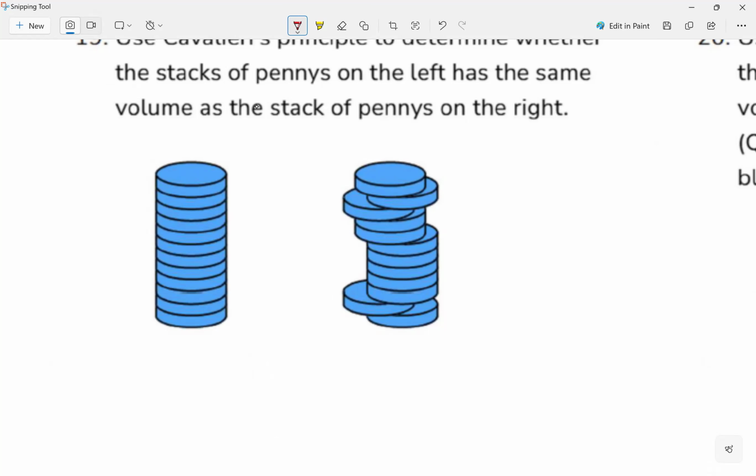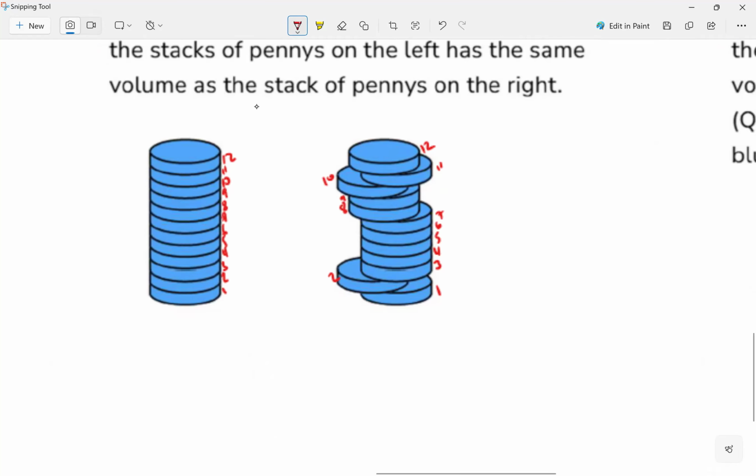So I count on the left side. I see 1, 2, 3, 4, 5, 6, 7, 8, 9, 10, 11, and there's 12 pennies on the left side. Let me count them on the right. I know they're a little sideways, so there's one, then this is two, three, four, five, six, seven. This is eight, nine. This is 10. This is 11, and this is 12. Well, they have the same amount of pennies, right?